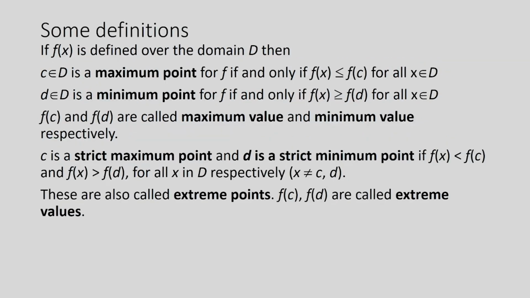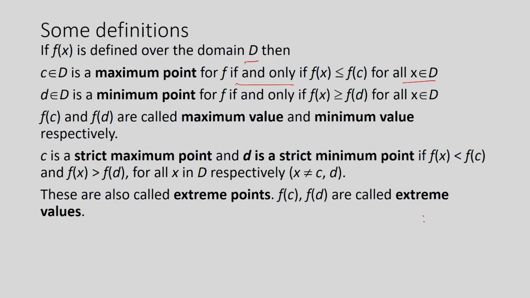So, this would be helpful in developing the method for multiple or multivariable optimization. So, we start out with certain basic definitions. Some of these we have seen before. This is just to recall. If f(x) is defined over the domain capital D, then what is the maximum point? Small c belonging to capital D is a maximum point for f if and only if f(x) is less than or equal to f(c). In that case, we say that small c is a maximum point.